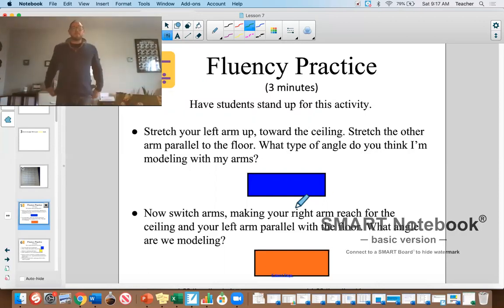I'm standing up and I'm going to stretch my left arm up towards the ceiling and my right arm parallel to the floor. What type of an angle do you think I'm making with my arms?